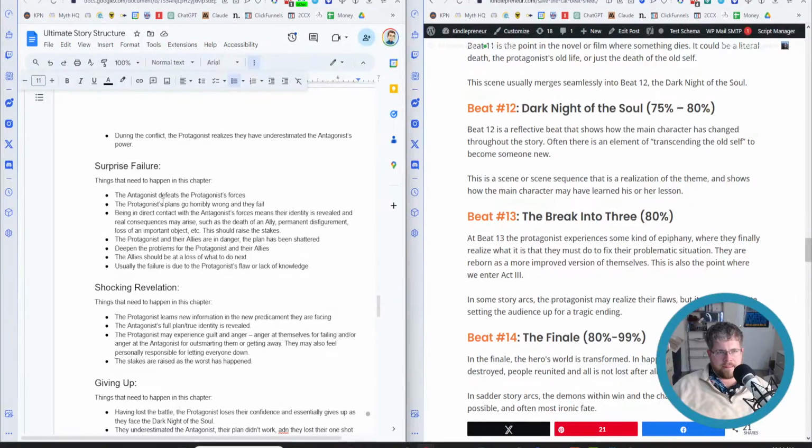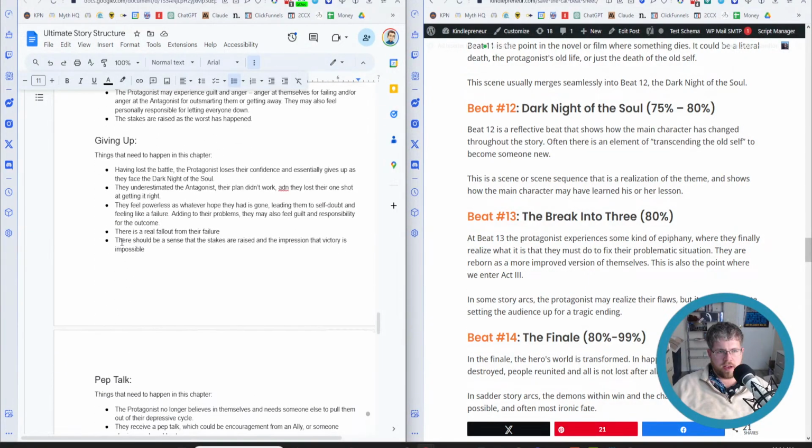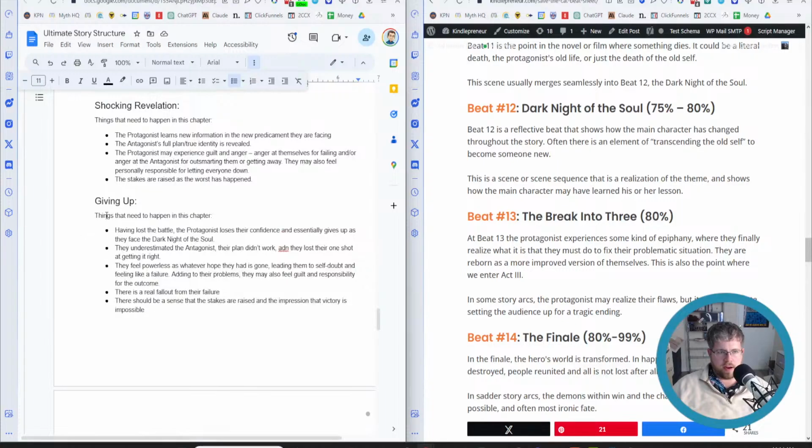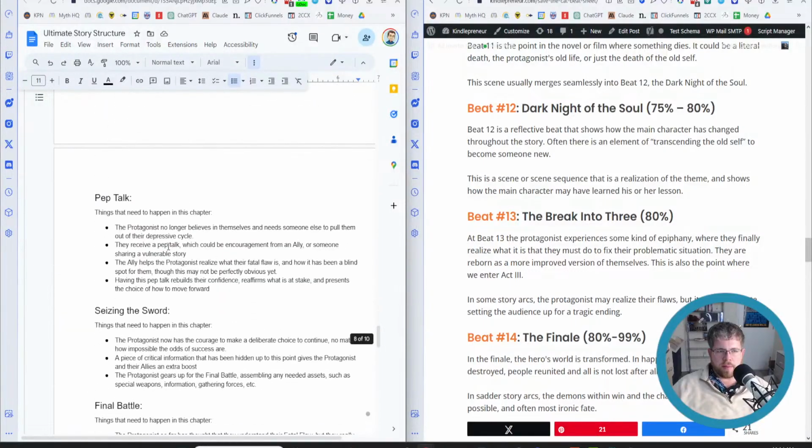Then we get the surprise failure. The antagonist defeats the protagonist forces. Shocking revelation. Giving up. So this is the Dark Night of the Soul right here. Giving up. Well, it's a combination of giving up and the pep talk.